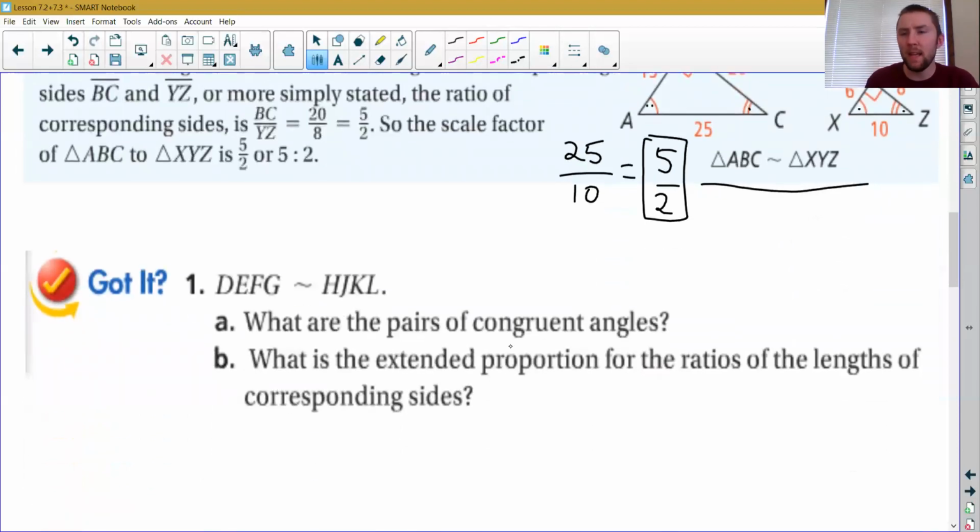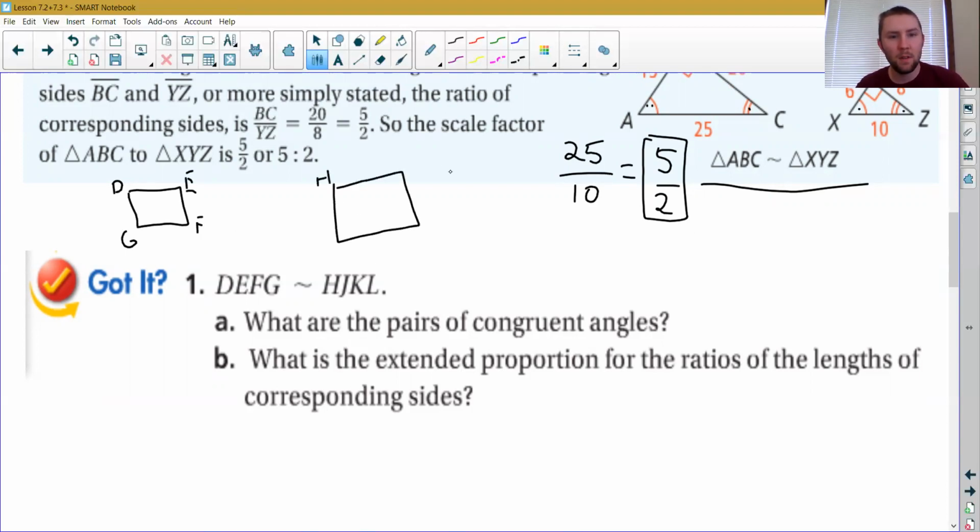Now, in terms of making statements about similarity, here I have 2 names of 4-sided shapes. I know they're 4-sided because they have 4 corners. So this one's like D, E, F, G, 4 sides, D, E, F, G. And then this other one is H, J, K, L. So I have these 2 similar shapes, right? It says this shape similar to this shape. From the names alone, we should be able to figure out what are the corresponding congruent angles and what side ratios need to be equal, okay?